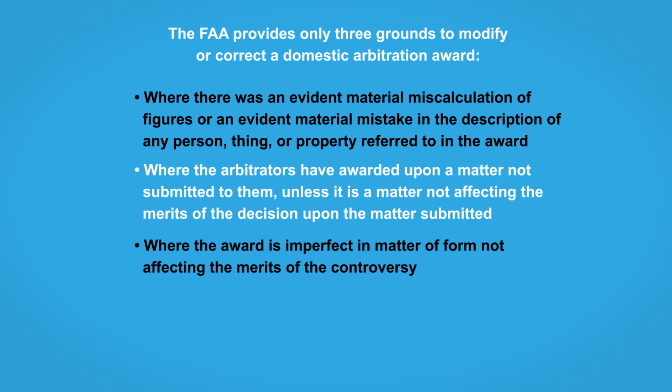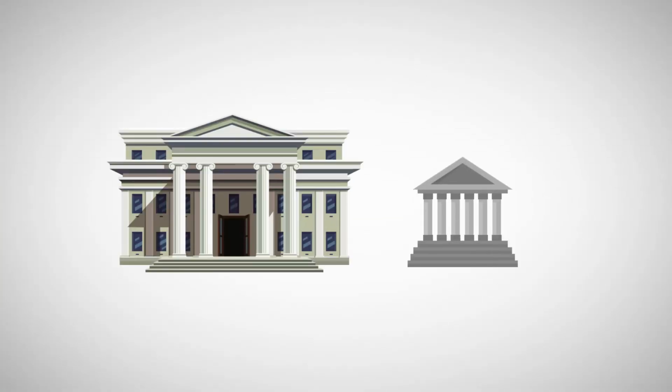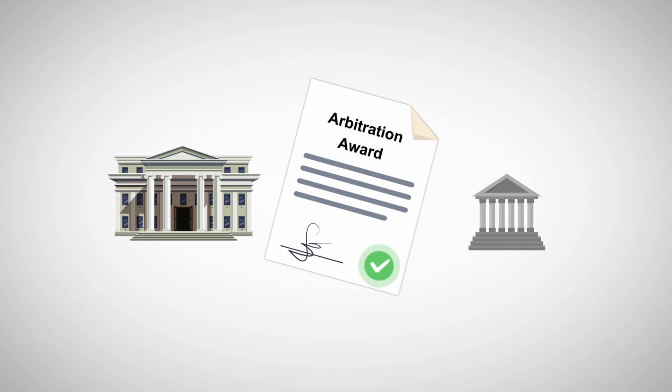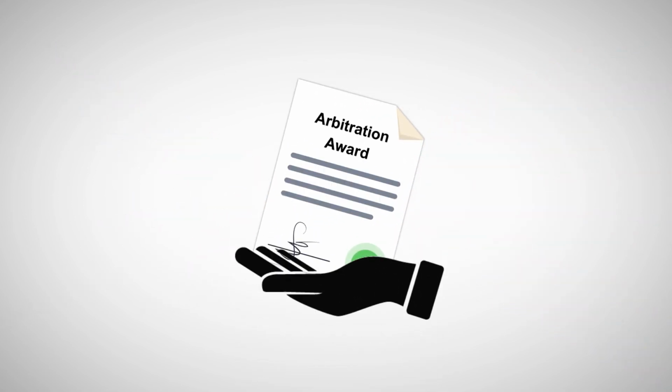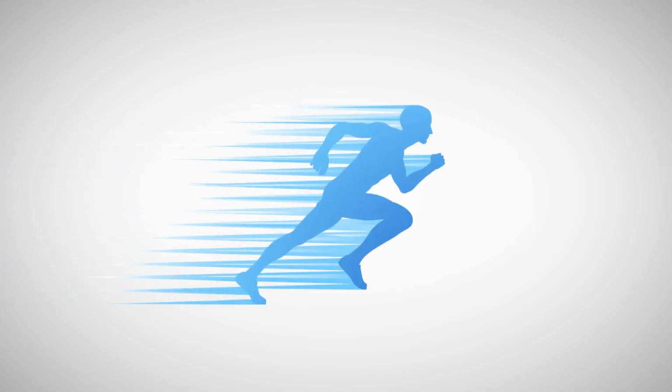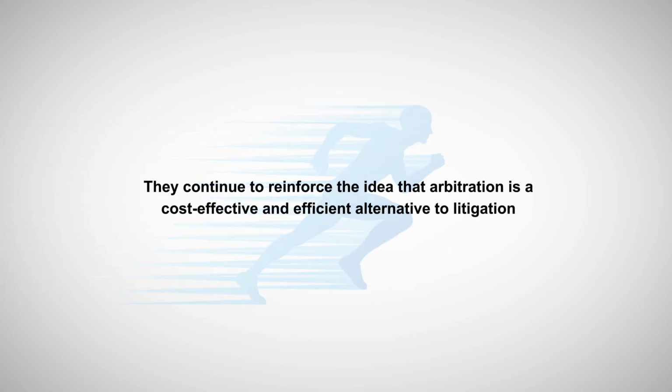The effect of these rules on both the federal and state levels is to ensure that the process of confirming an arbitration award is streamlined, efficient, and supportive of the arbitration process. Since these rules favor speedy resolutions, they continue to reinforce the idea that arbitration is a cost-effective and efficient alternative to litigation.